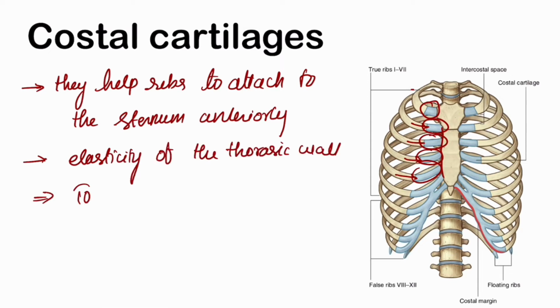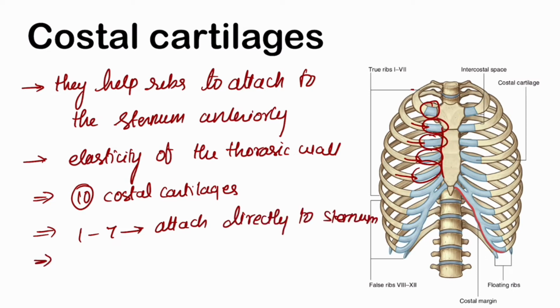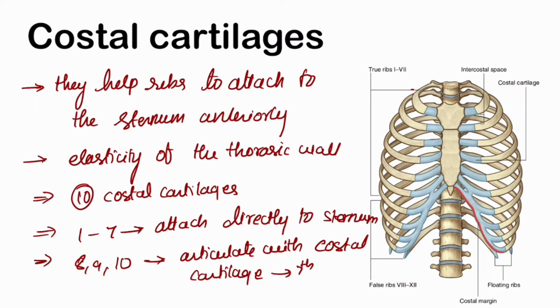We have 10 costal cartilages. The 1st to 7th costal cartilages attach directly to the sternum, and the 8th, 9th, and 10th costal cartilages articulate with the costal cartilage superior to them, that is the 7th costal cartilage. Now let us look at them in the diagram. This is the first, second, third, fourth, fifth, sixth, seventh. These 7 costal cartilages attach directly to the sternum. And the 8th, 9th and 10th, these 3 costal cartilages fuse together and attach to the 7th costal cartilage. With the help of the 7th costal cartilage, these 3 ribs attach to the sternum. And that's all about the costal cartilages.